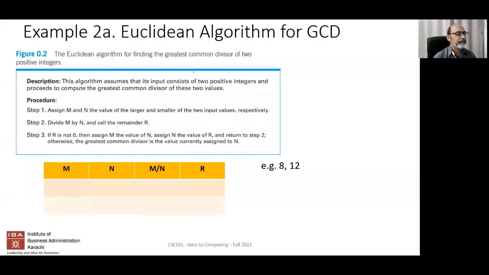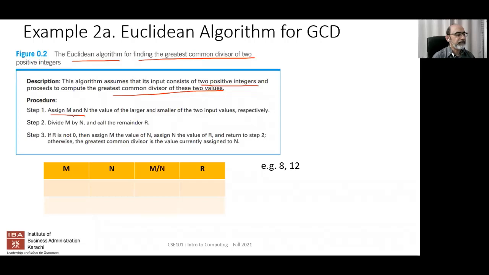So let's look at this example. Basically, the Euclidean algorithm says that we're going to find the common divisor of two positive integers in the following manner. The algorithm assumes that its input consists of two positive integers and proceeds to compute the GCD of these two values. So every algorithm will have a series of steps naturally, and there has to be some mechanism to stop the algorithm as well. These are things that we've already studied.